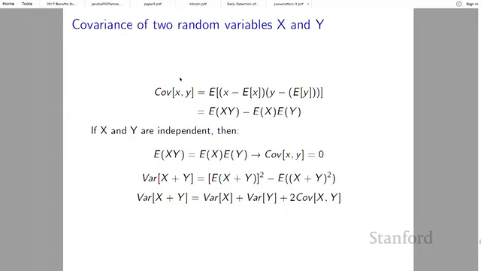The important thing that you can see here is that if x and y are independent, then expectation of xy equals expectation of x times expectation of y, right? Why is that? It's simple to see.